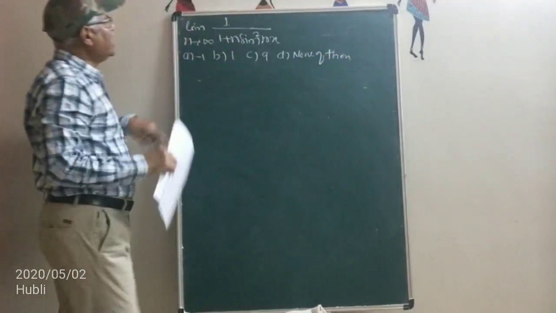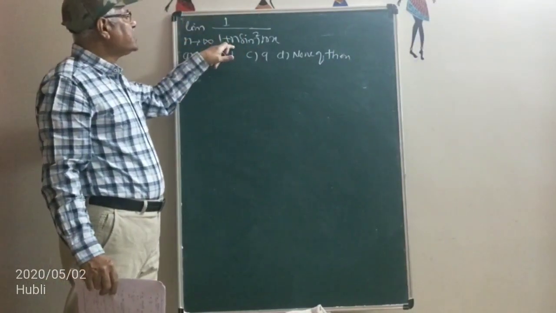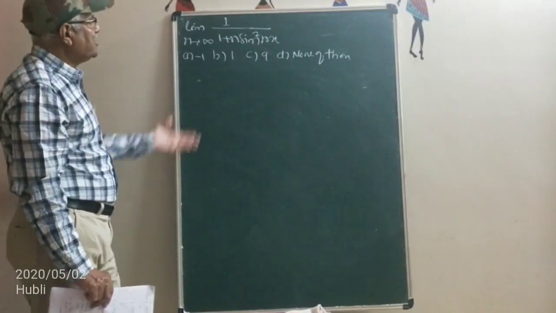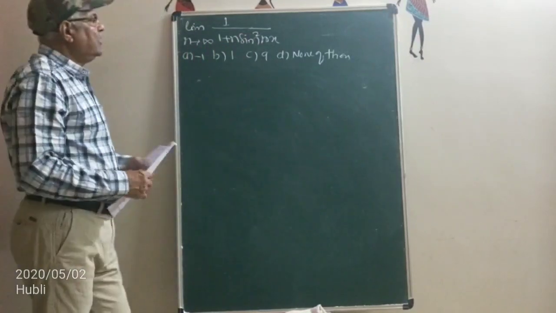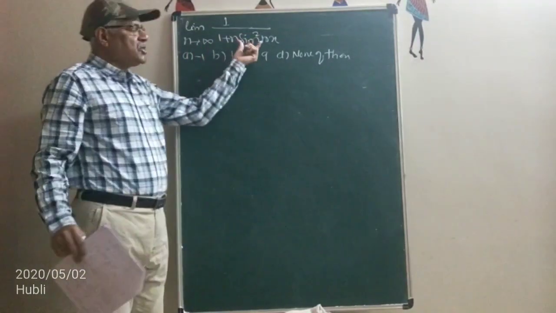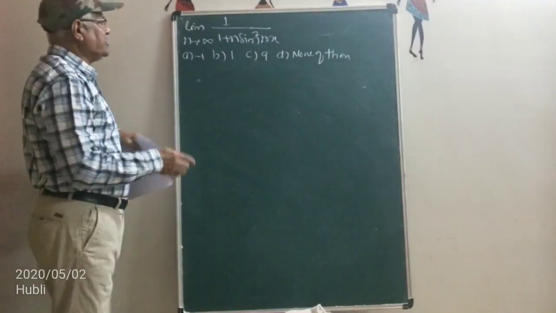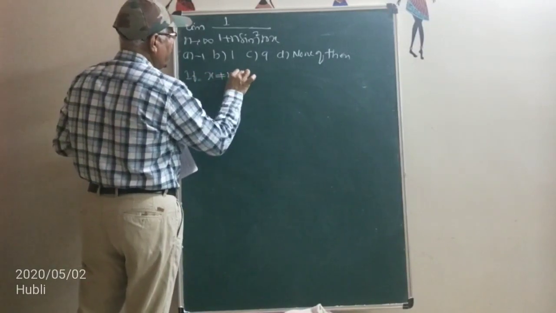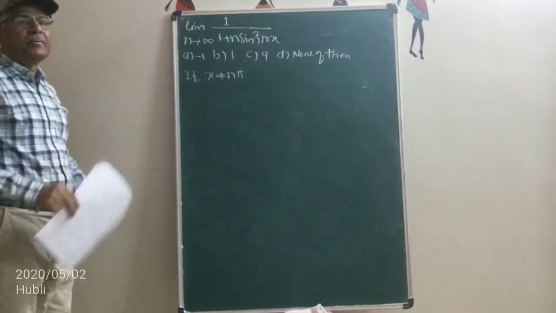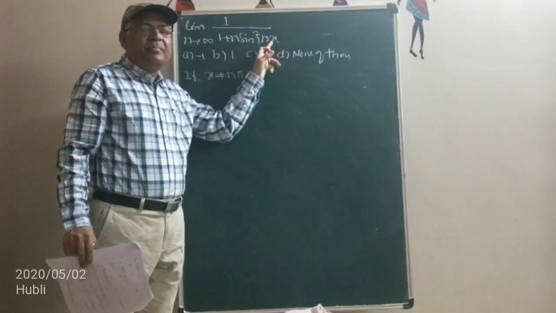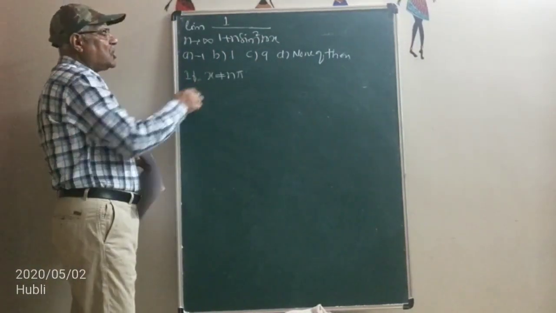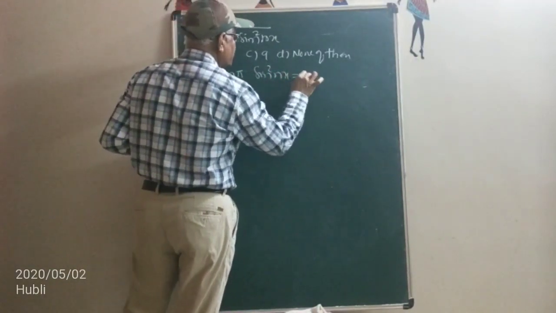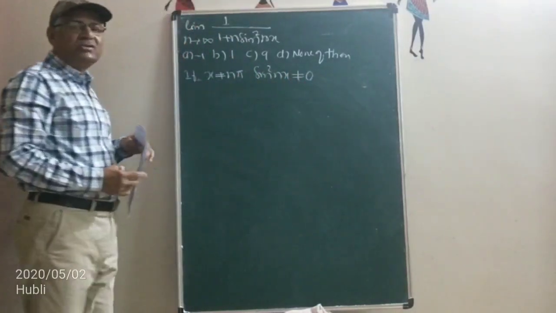For the example here, limit of 1 divided by 1 plus n into sine² nx as n tends to infinity. Suppose here there are two cases. First case, if x is not equal to n pi, means x is not a multiple of pi. What is the sine pi? Sine pi is 0. So if x is not equal to n pi, you are getting sine² nx not equal to 0.